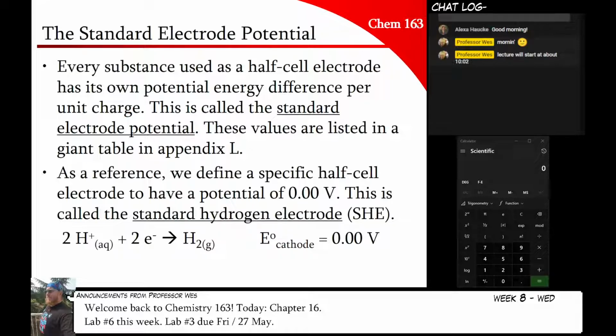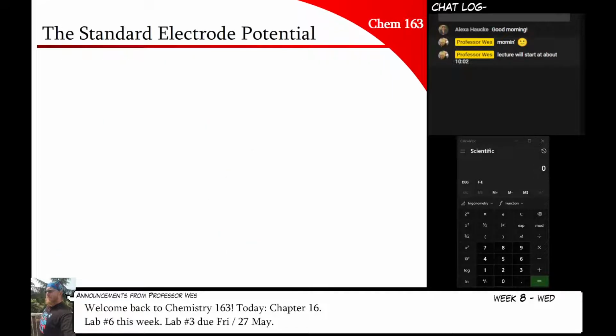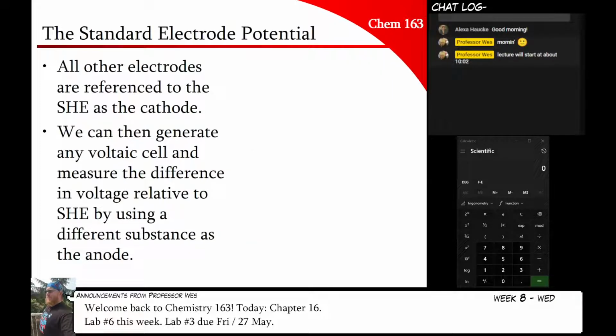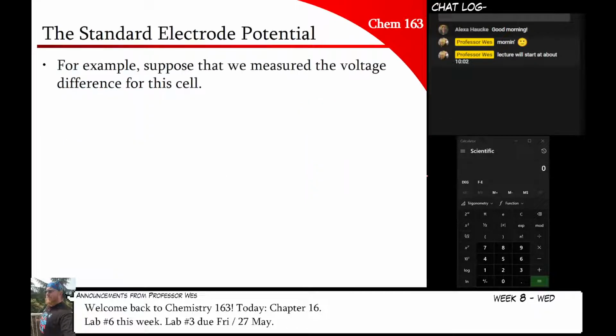Now, what does the standard hydrogen electrode look like? Oops. There's supposed to be a picture here, isn't there? Hold on. That's very bizarre. Why is there a picture on this slide? Why is there this space here? And nobody will know. Okay. Anyway, it just says what we have already said.